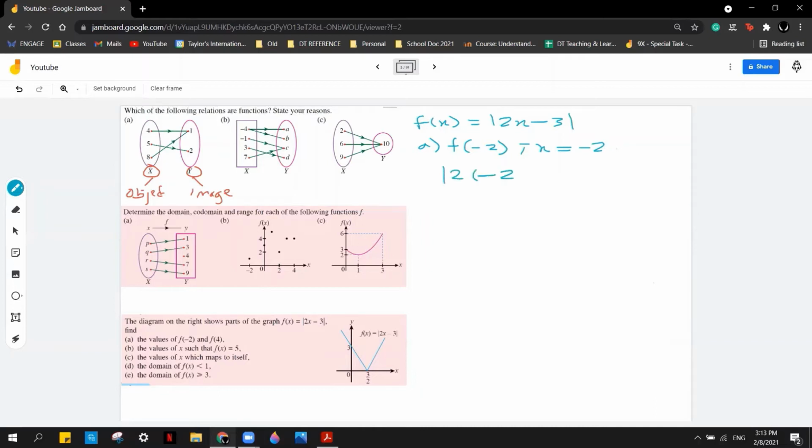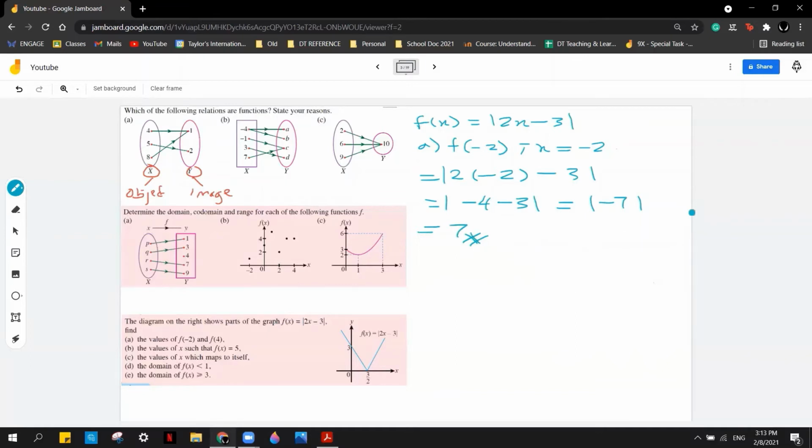So substitute it, like algebra, -3, okay? Just solve it. So let's have a look, how do we solve this? 2 times -2, you get -4, minus 3, which equals modulus -7. Remember, modulus makes everything positive. Hence, the final answer is 7.